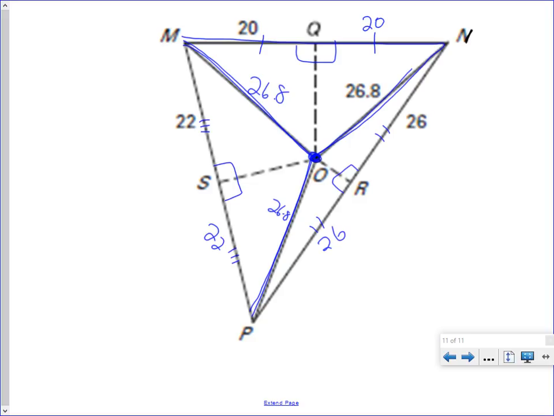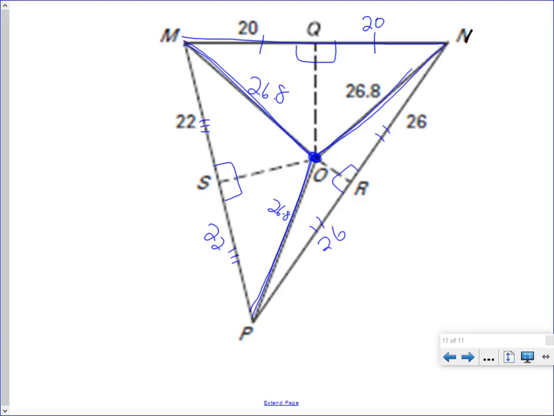You okay with that? But it isn't, because remember, what's happening here is that O is on the perpendicular bisector for all 3 of those parts. If you're on the perpendicular bisector, you're always equidistant to the endpoints. So if one of them is 26.8, the other one has to be 26.8. Okay? That means then you have just the dotted lines left to figure out.